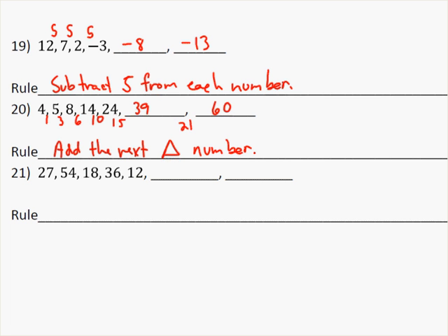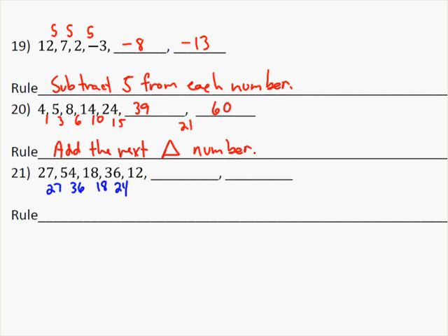Okay, in the next problem, you look for differences. The difference between those two is 27. The next difference is 36, then 18, then 24. Well, I'm having a hard time seeing a pattern in those numbers. Whenever you have a hard time seeing a pattern in the differences, a good idea is to look for multiplication.